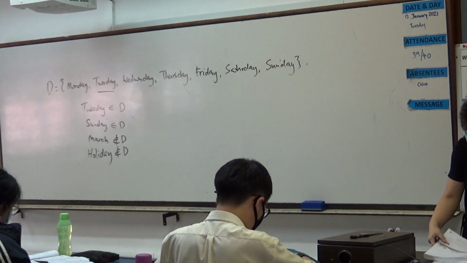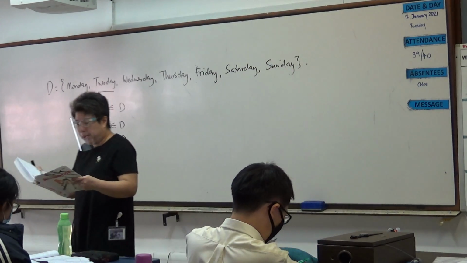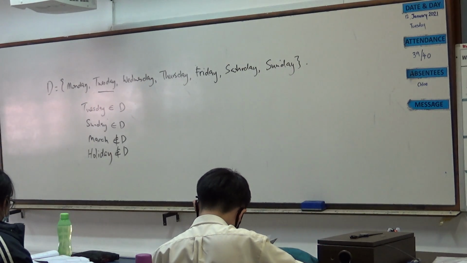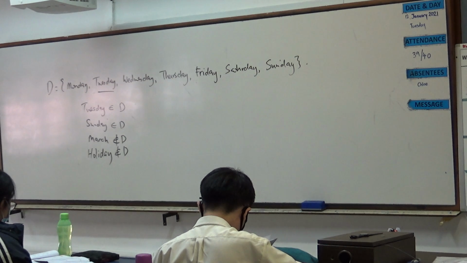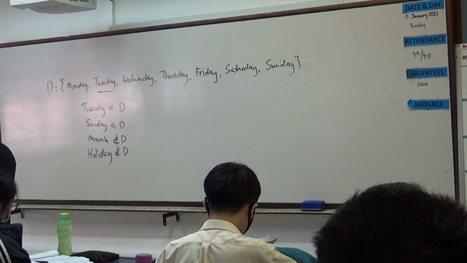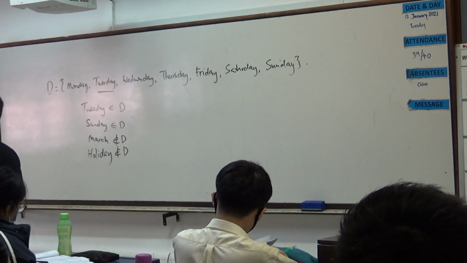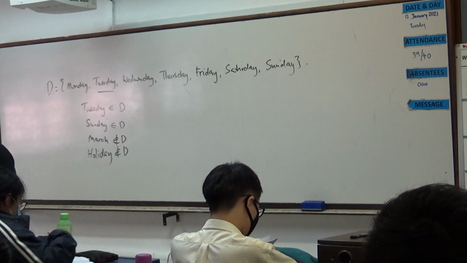Alright? Next, number 5. P is a set of all perfect squares bigger than 1 and less than 50. Perfect square, is 10 an element of P? 10 is not an element of P because 10 is not a perfect square.